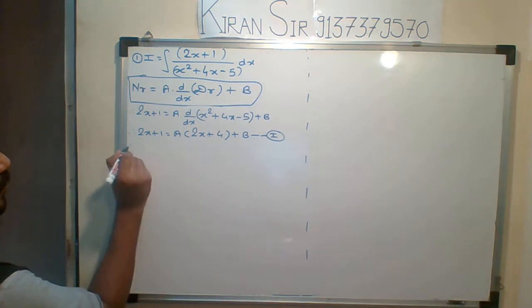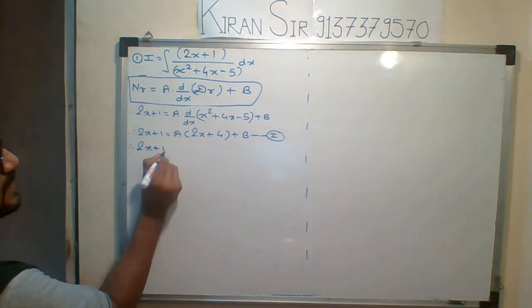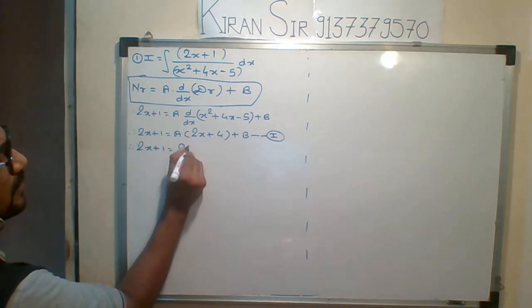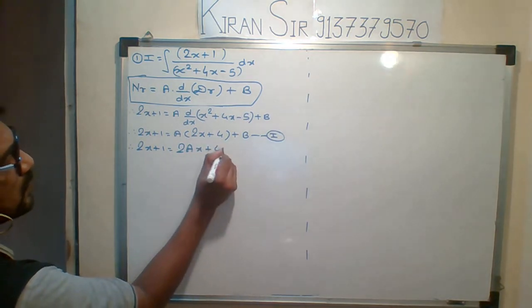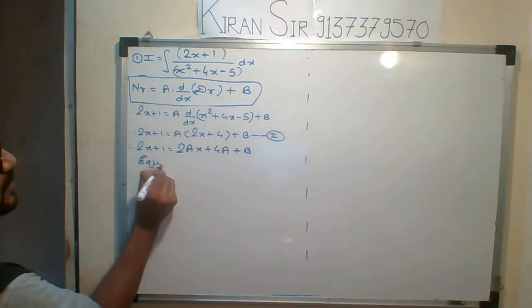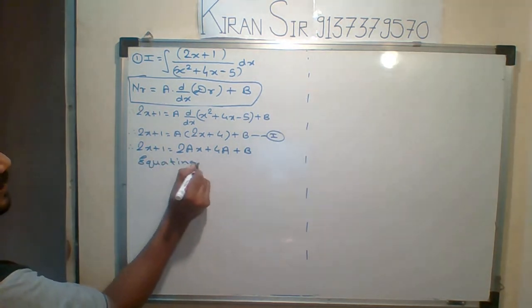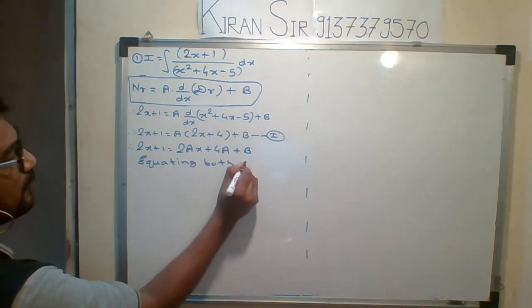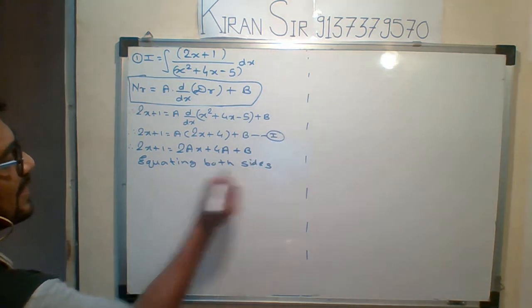And then you know what to do. I am going to multiply a inside. If I multiply a inside, what will I get? 2ax + 4a + b. And then I am going to equate both sides. If I equate, what am I going to equate, you know that.